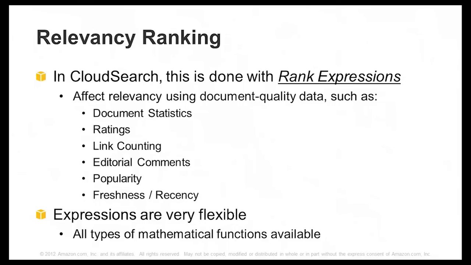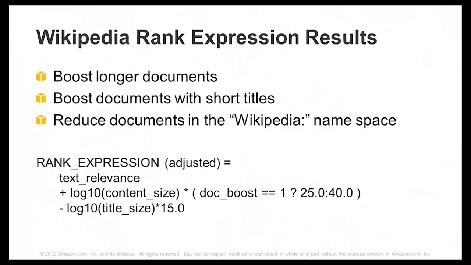If you have interlinkages, say you're doing an academic database with reference biographies, incoming links will be a very useful one. We wanted to do that for Wikipedia, we just didn't have the time. If you have editorial comments like flags or popularity, freshness and recency. So if you're in a news system and you want your more recent documents to be of a higher quality, then you can incorporate that into the rank expression.